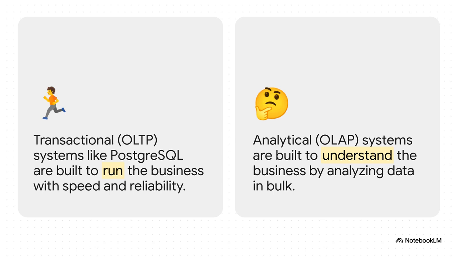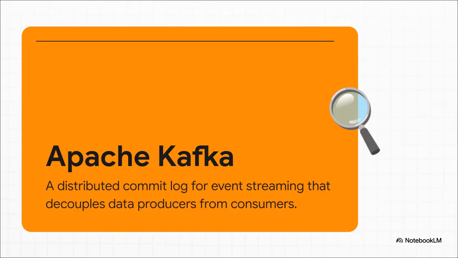But to understand the business, to see trends, we need to analyze tons of data at once. And that happens in a totally different system, an analytical one, or OLAP. The whole challenge is getting the data from point A to point B. And that's where our conveyor belt comes in. It's a tool called Apache Kafka.